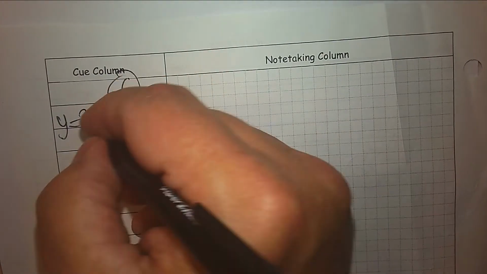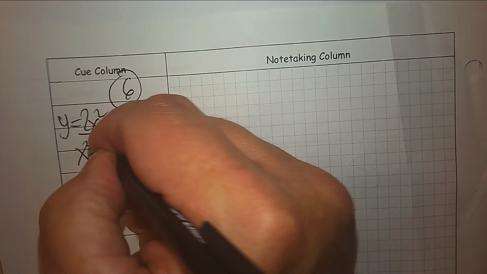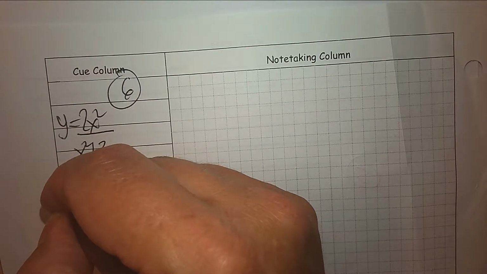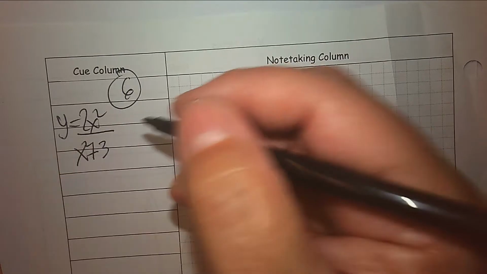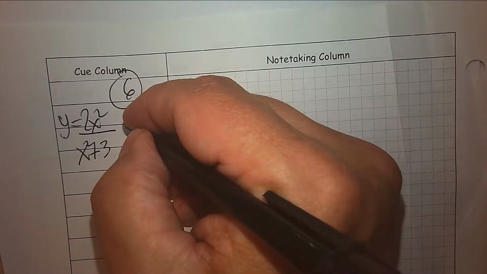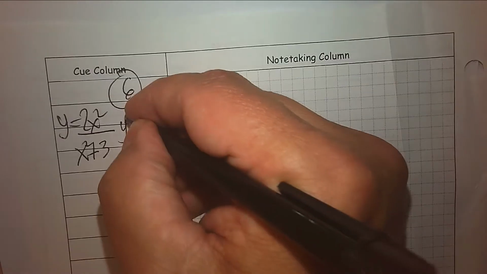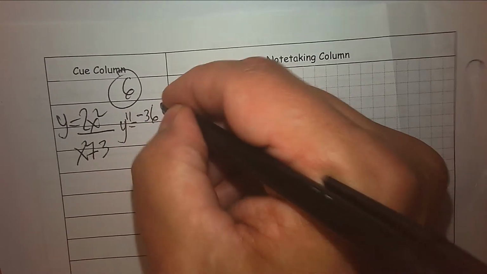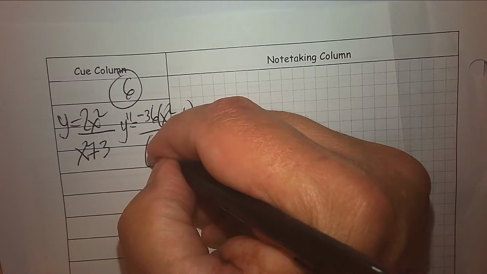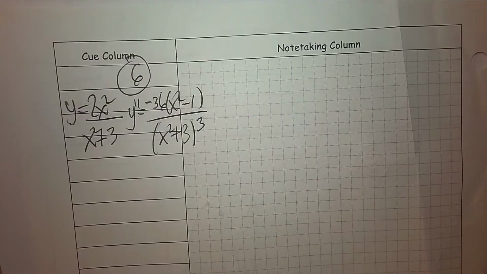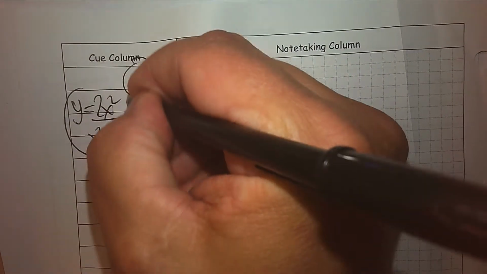So we have 2x squared over x squared plus 3. We also are given the second derivative. Are we given the first derivative? No. We still need the first derivative. All right, write it down.